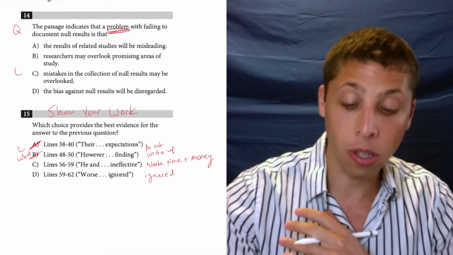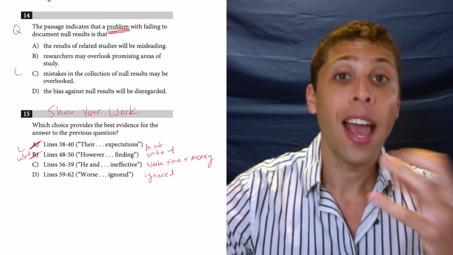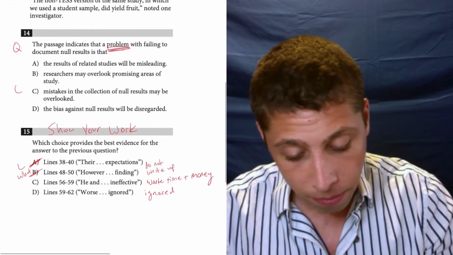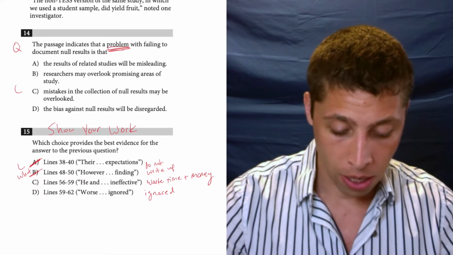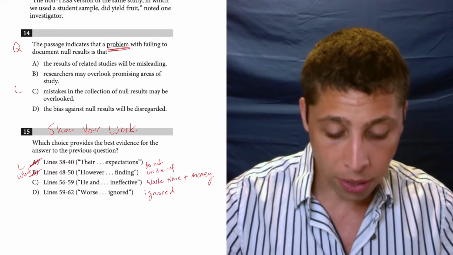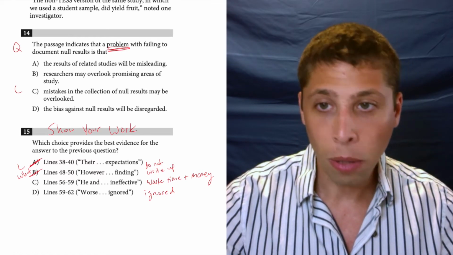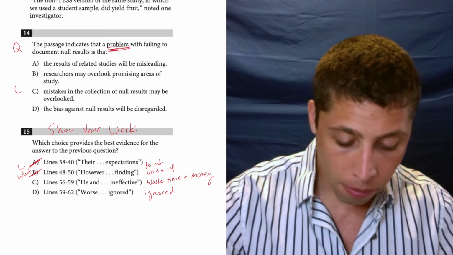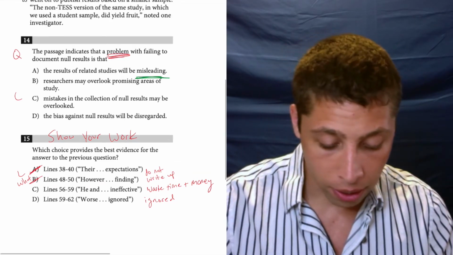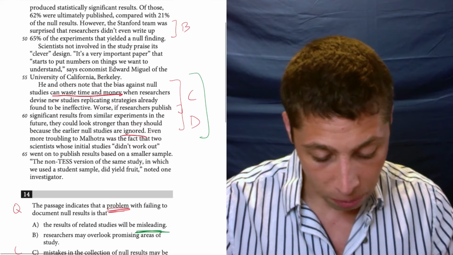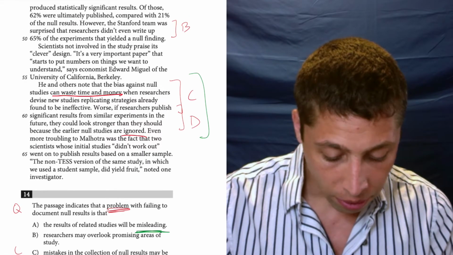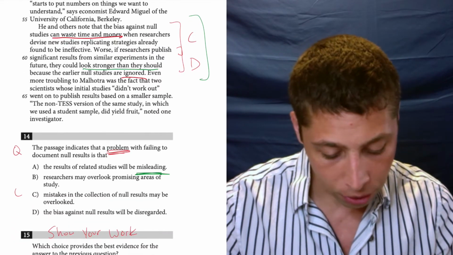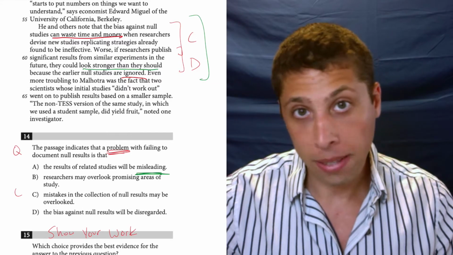We have to now go to the choices in number 14 and try to find the ultimate pair that's going to match. So let's do that, and let's see if we can find some matching ideas as we do. So a problem would be that the results of related studies will be misleading. Okay, well, misleading is a word I'd want to check. And if I go to these two choices, the ones I'm considering, it says that they would look stronger than they should. So maybe that's it. That's a little bit of a weak connection, but it's a connection.